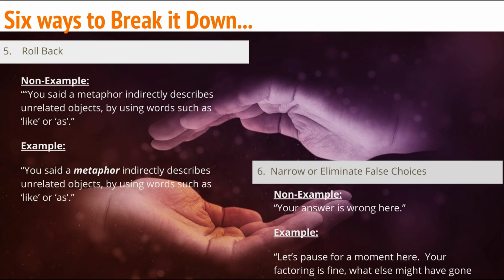Rolling back and narrowing or eliminating false choices are the two final ways to break it down. Read the examples from the slide to see how it's done.